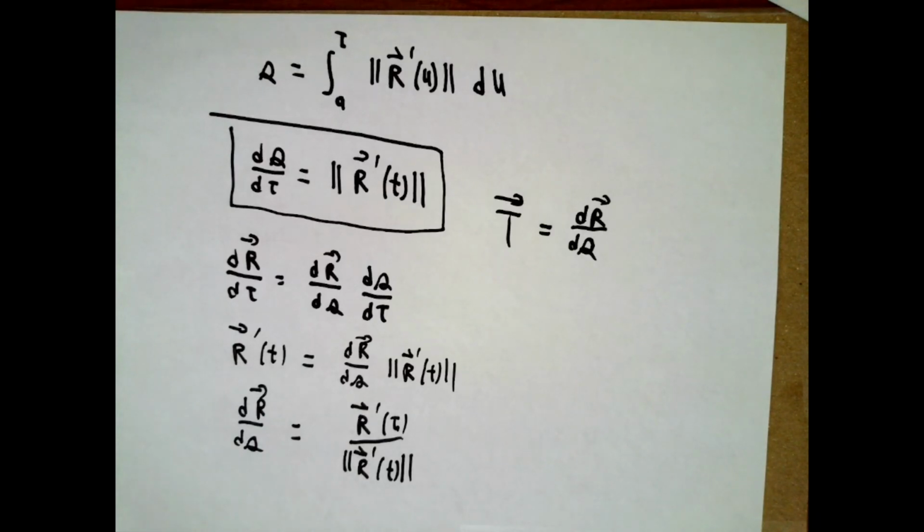Using the usual parameter t, what I have to do to find the unit tangent vector is to find the derivative of r, then find out how long that vector is, and then calculate dr dt divided by its length. If I use the arc length parameter instead of t, there's no need to normalize it. The unit tangent vector is just dr ds.